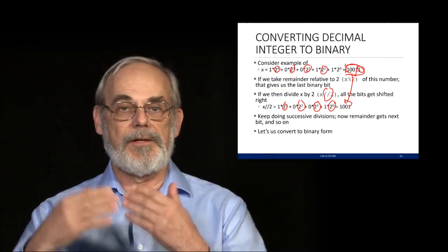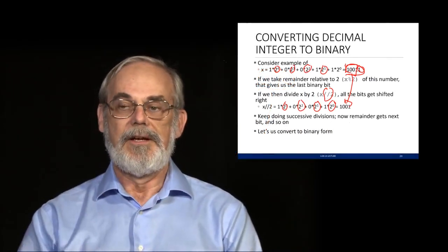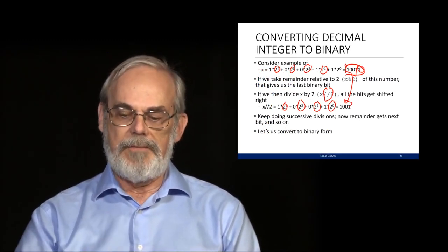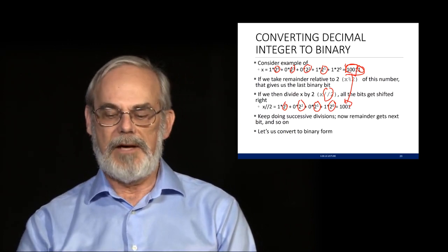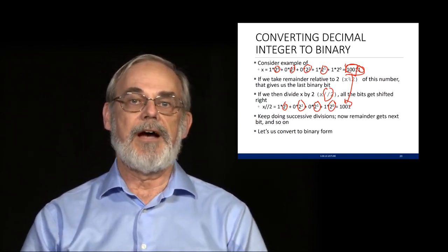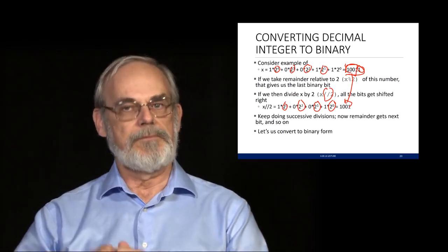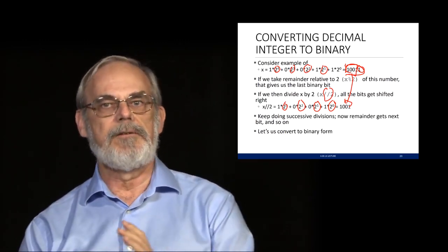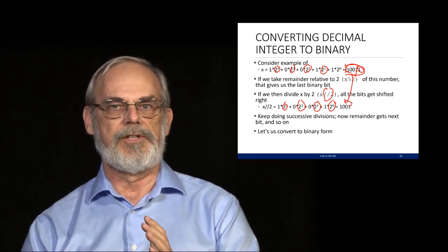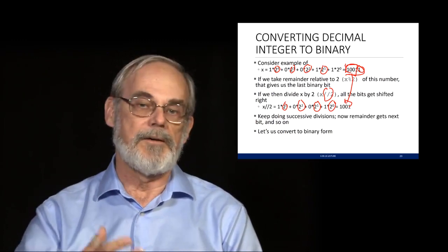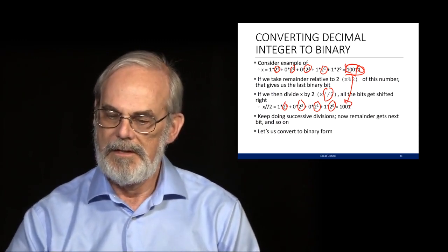If I keep doing successive divisions like this, I can keep track of each of the bits that comes out, because the remainder gives me the next bit. And when I'm done with all of that, I've converted to binary form. So basic idea, given an integer, take the remainder with respect to 2, that's the low order bit, divide integer-wise by 2, shifts right, do the same thing until I've exhausted the entire integer representation.